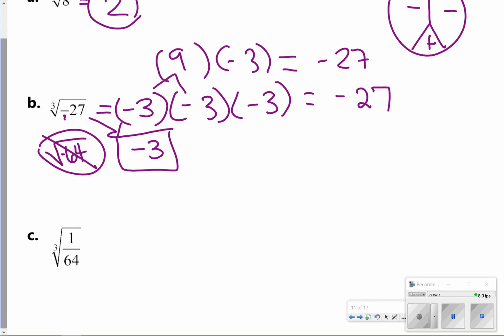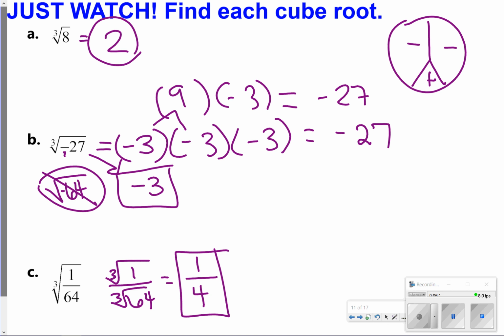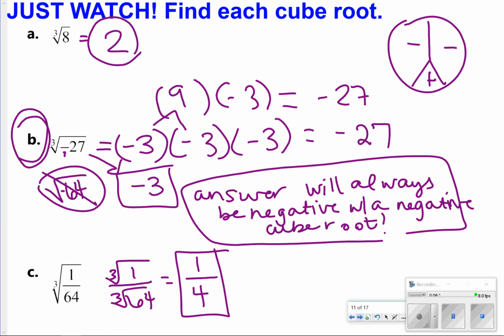For letter C, this one just goes back to what we've been talking about, the cube root of 1 over the cube root of 64. That's going to be equal to 1 over 4. Easy peasy. So basically the only new thing we learned on this page was option B. Whenever you have a negative cube root, your answer will always be negative. Feel free to write this down if you would like to. If not, keep on playing so we can try some more questions.